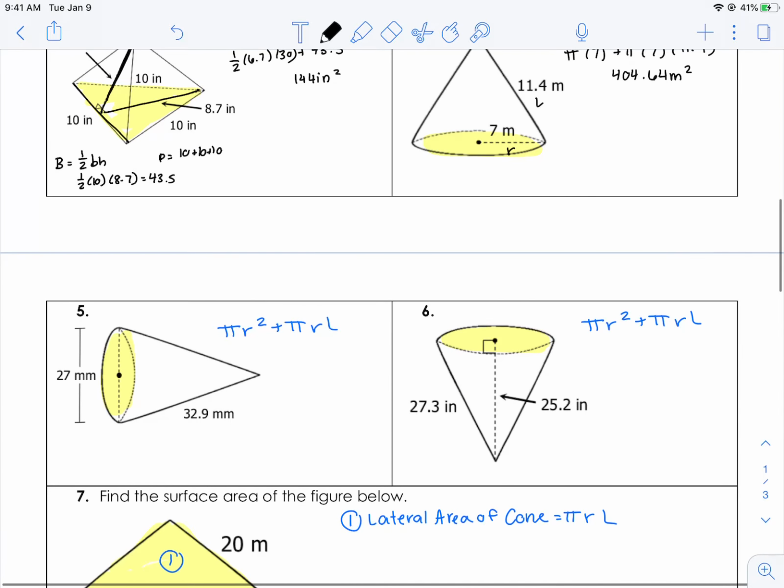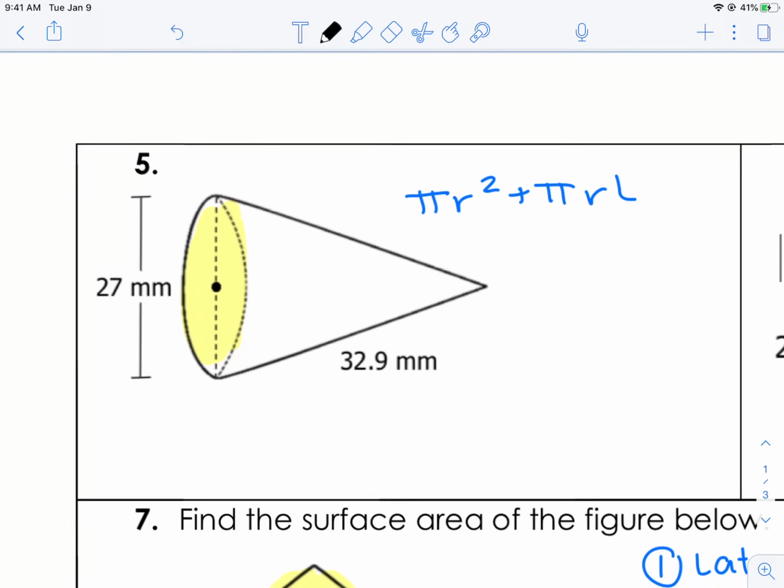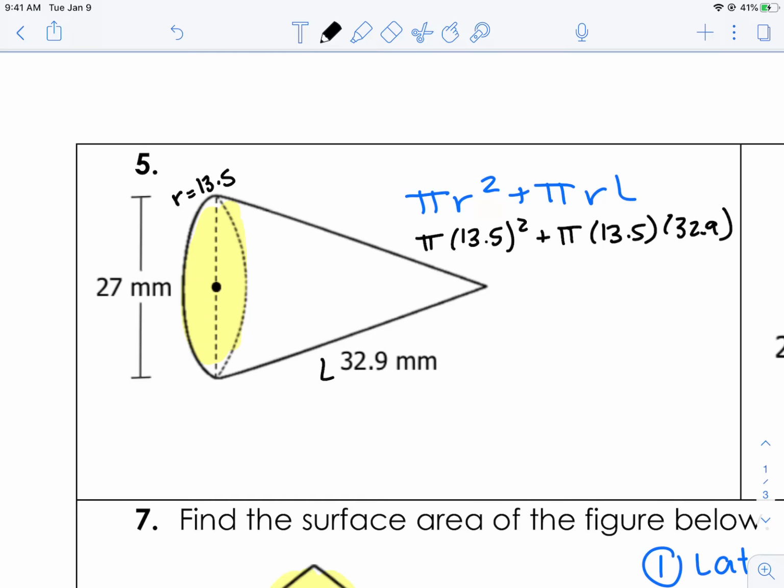Okay. All right, so let's look at our next cone. This time they give us the diameter, so my radius is going to be half of that, which is 13.5. So pi times 13.5 squared plus pi times 13.5 times L, which is 32.9. Okay, plug that straight into your calculator and you get 1,967.89 millimeters squared.